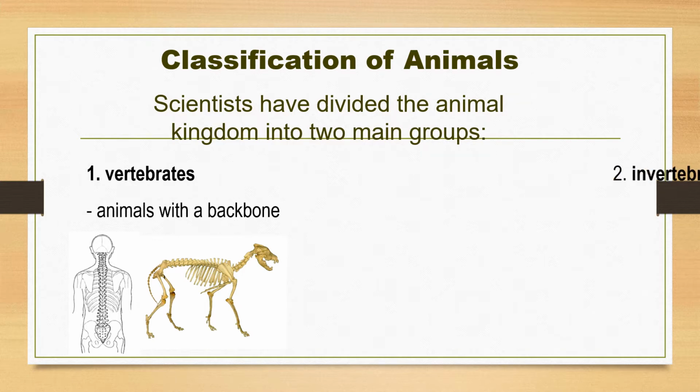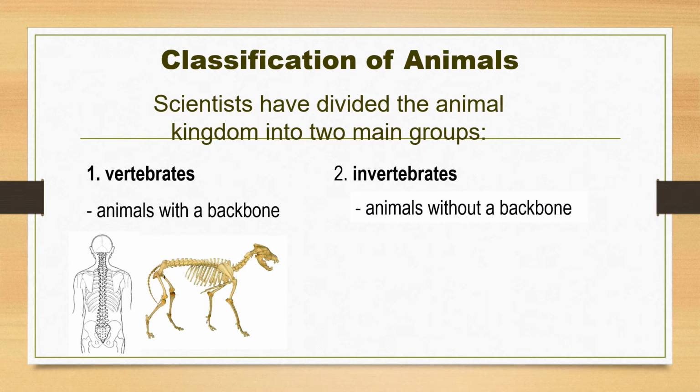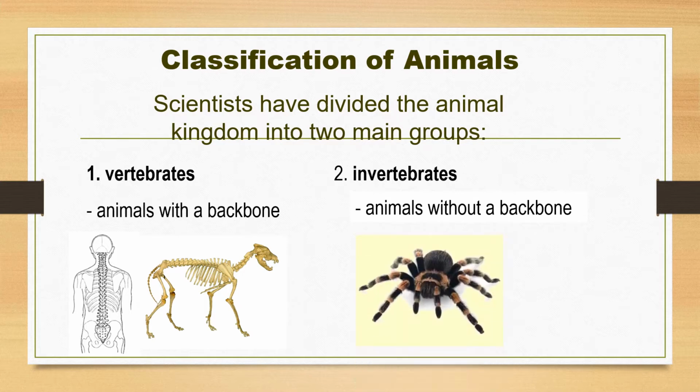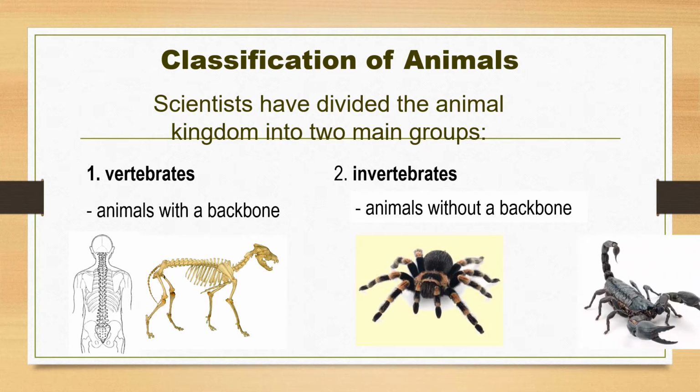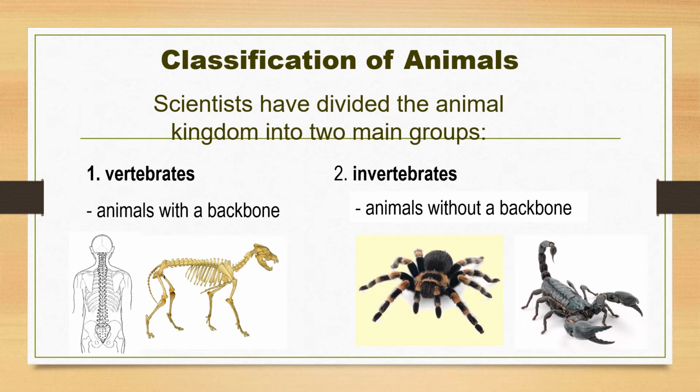Now let us see the second main group. It is the invertebrates. What do you mean by invertebrates? These are animals without a backbone. So it's the opposite. Animals without a backbone. What are some examples? Let us see. You have there, what's the name of this? It is a spider. And then you have also, what is this? Scorpion. So any animals without a backbone are called invertebrates.